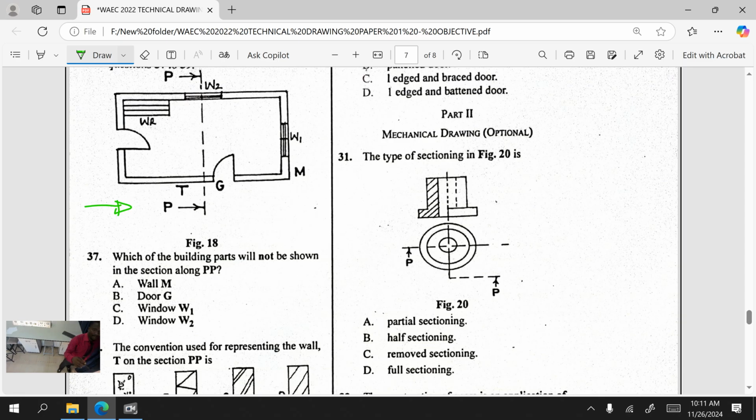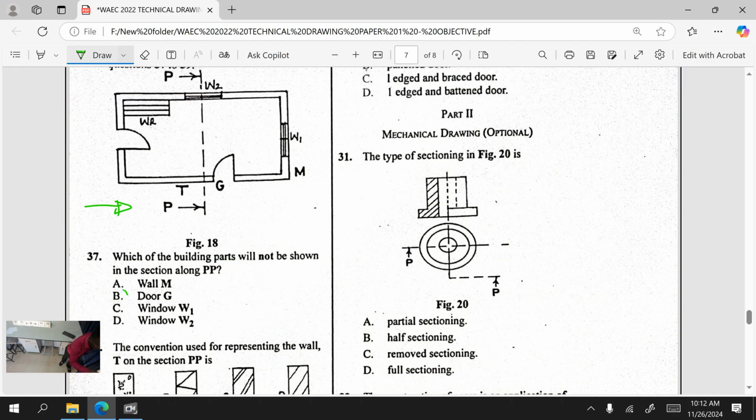So are we going to see wall M? Yes, look at the wall. We are going to be seeing the wall M. Are we going to see window W1? Yes, we are facing it. It will face us in the elevation. We are going to be seeing it. Do you get it now? The sectional elevation, we are going to be seeing it. Then W2, the cut is cutting the window. So definitely you are going to see the window in the sectioning.